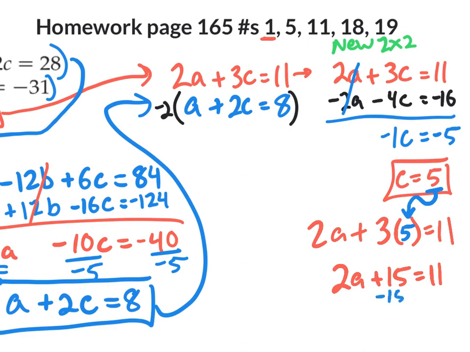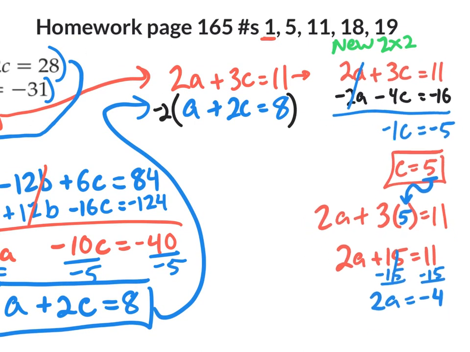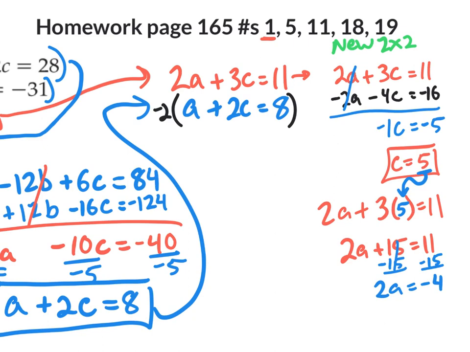Subtract 15 from both sides. And you will get 2a equals negative 6. No, negative 4, my bad. Which means that a equals negative 2. So let me move this a little bit. There we go. So a equals negative 2.